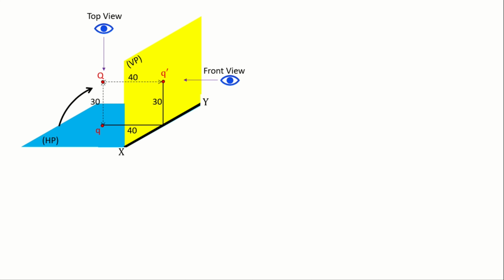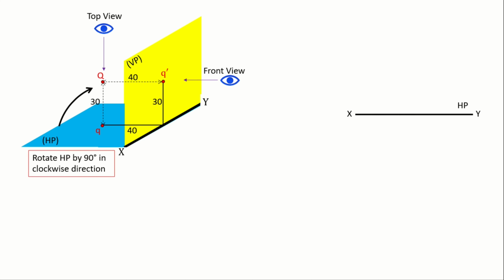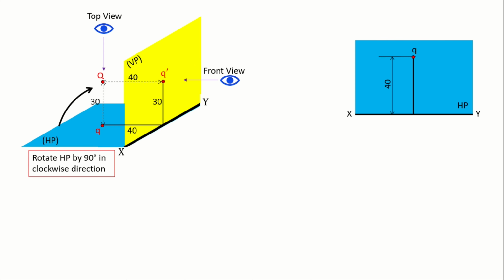Again, if you rotate the horizontal plane in clockwise direction by an angle 90 degrees, you have the HP also above XY. Now, draw the projection of the point Q in top view. So, here measure height of 40 mm above XY, mark the point Q, the top view of the point Q. This point Q is 40 mm above XY.